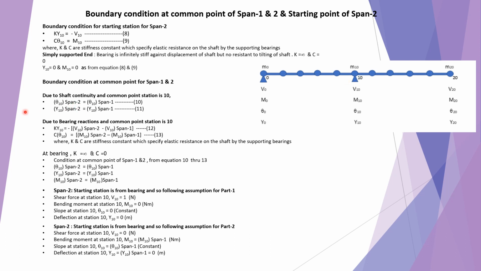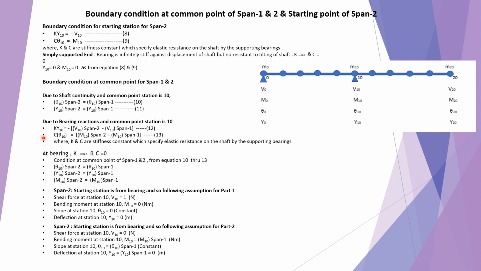Boundary condition at the common point, that is for span 1 and 2, station number 10. Due to shaft discontinuity at the common point, station number 10, Y10 of span 2 is equal to Y10 of span 1. This is equation number 10. Theta 10 of span 2 is equal to theta 10 of span 1. This is equation number 10. And Y10 of span 2 is equal to Y10 of span 1. This is equation number 11. But the deflection will be 0, so both will be 0.